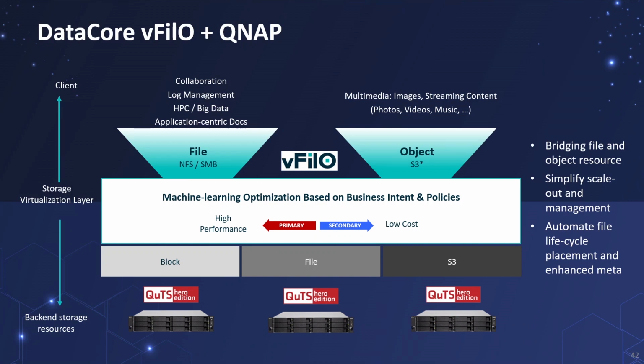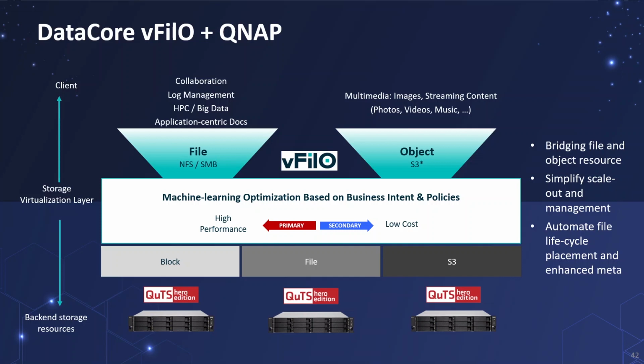I want to make a short conclusion at the end of today's session. QNAP has the capability to provide block and file, and they also launched QObject. These three types of resources can be used by vFilO. If you have iSCSI or Fibre Channel provided to vFilO, you will format that device and provide NFS and SMB protocols to your clients.